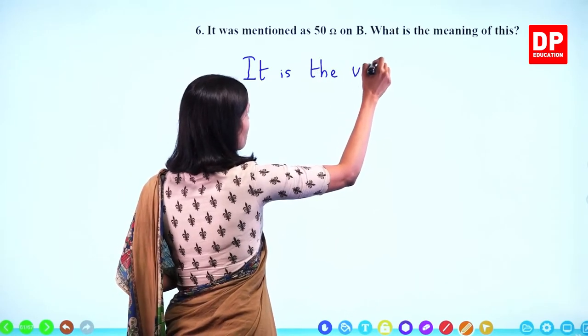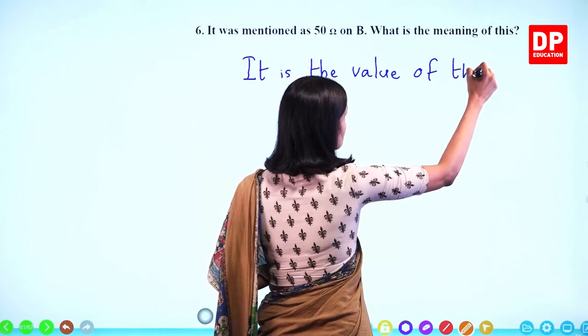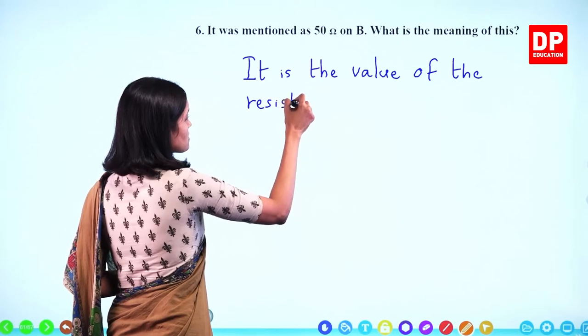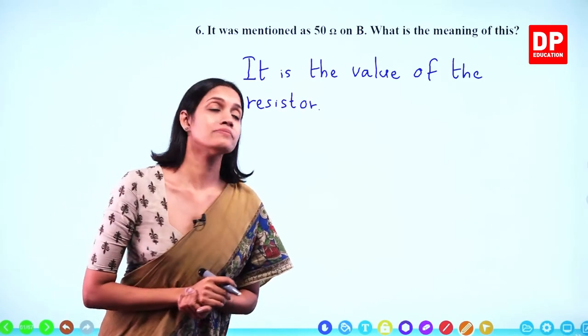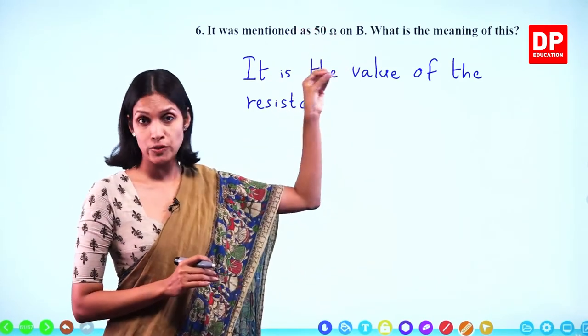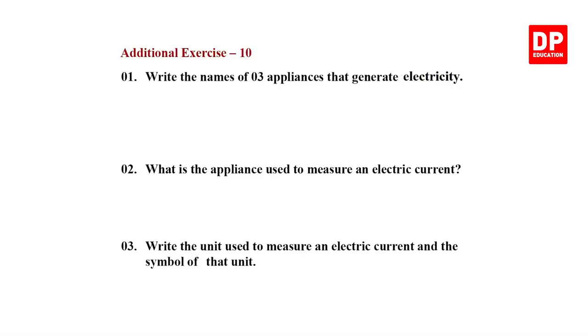It is the value of the resistor. Okay, children? The value of the resistor is 50 ohms. Value is measured in ohms. Okay? We'll move on to the next.